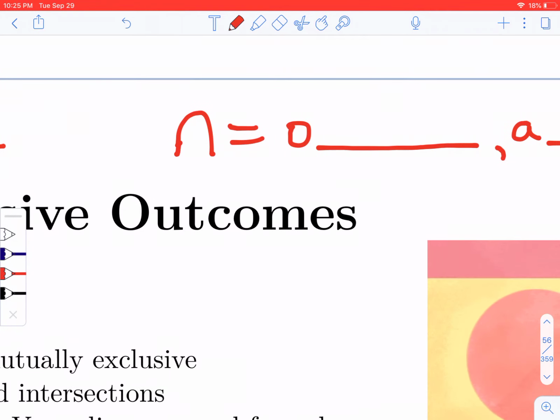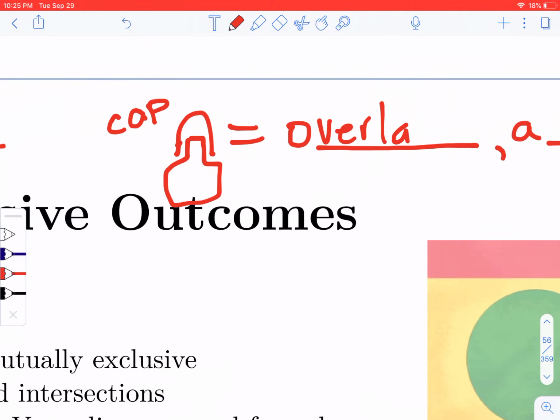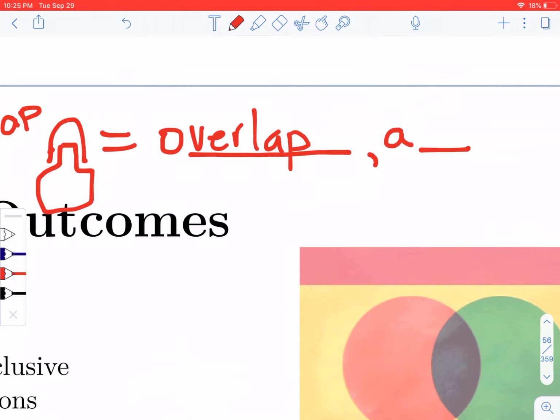An upside down U can be thought of as a cap. We call it a cap because you could think of it as a cap on a bottle. This means overlap. And instead of "or," we're going to use the word "and" to represent this.